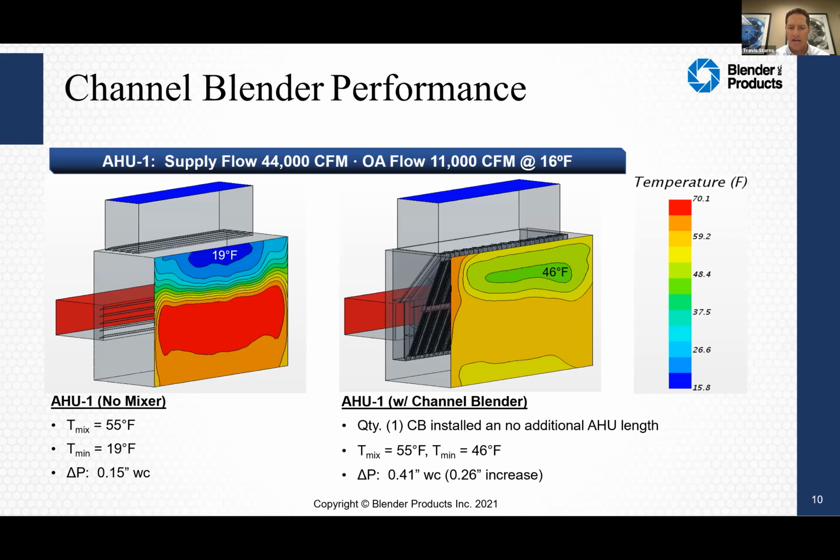You take that same mixing box and you integrate a channel blender into that space. There's no additional footprint needed for the AHU, but we've raised that minimum temperature from 19 degrees Fahrenheit up to 46 degrees Fahrenheit. So you can see just by the temperature contour plots, that gradient is much tighter now. There is no free lunch. There is an additional delta P. We do require some energy to mix that airstream. So when you look at the total pressure drop across the channel blender frame and through those dampers in a control position, the total delta P is 0.41 inches, or approximately a 1/4 inch net increase to the overall system.